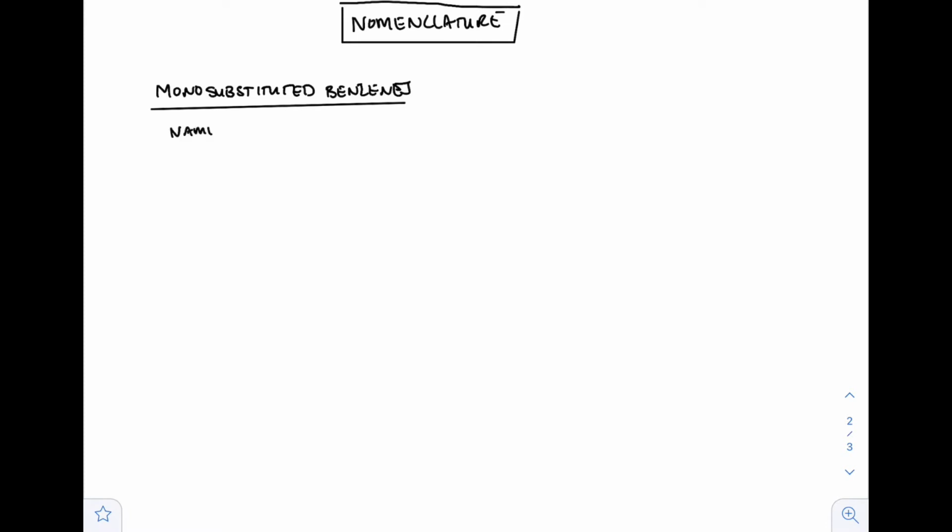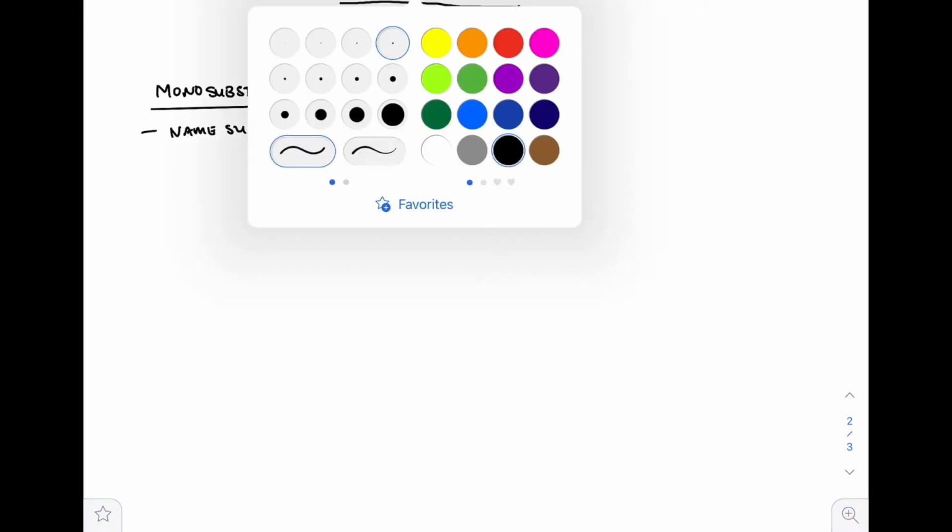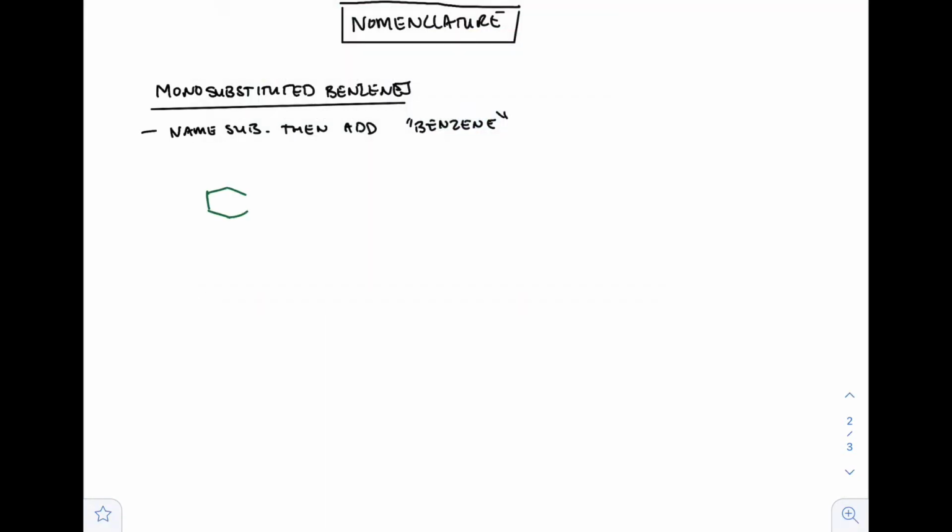Monosubstituted means that there's only one thing on the benzene ring that's not a hydrogen. And what we want to do is name the substituent and then add the word benzene. Oh my god, it's so hard, right?